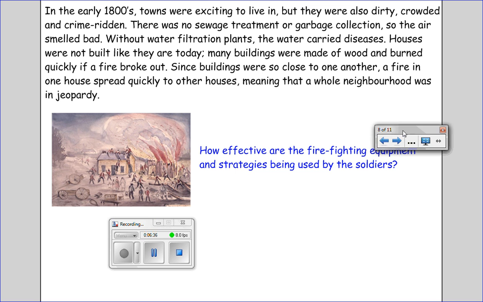Just take a look at this painting on the left. How effective do you think are the firefighting equipment and strategies being used by the soldiers?